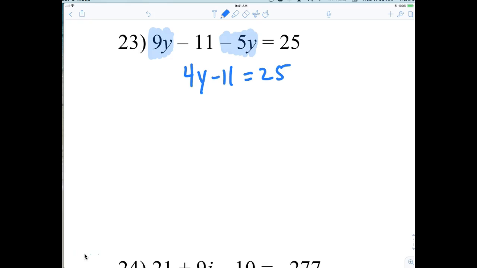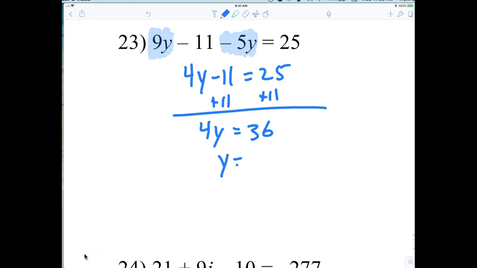Now, does everybody see that, please? Right, because the variables are on the same side, you just go ahead and combine them. Now, what do I do, Colin? That's correct. We are to add 11. Of course, that is correct. So 4y equals? 4y would equal 36. So y equals? 9. Exactly.